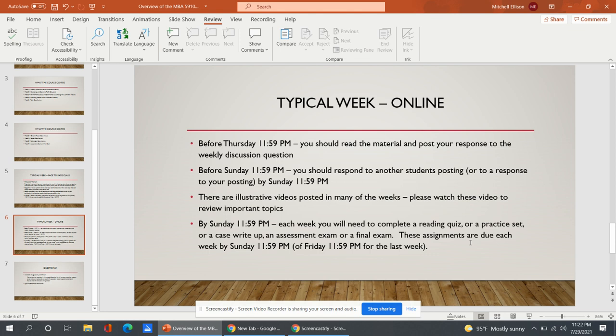By Sunday, 11:59 p.m., online, you're going to have your discussion done by then, but again, you'll have to post the reading quiz or a practice set or a case write-up or the assessment exam or final exam. And again, these assignments are due in weeks 1 through 8 by Sunday at 11:59. And again, I actually caught it on this slide. I should say on Friday, 11:59 for the last week.